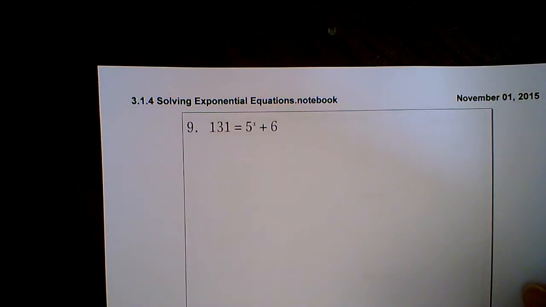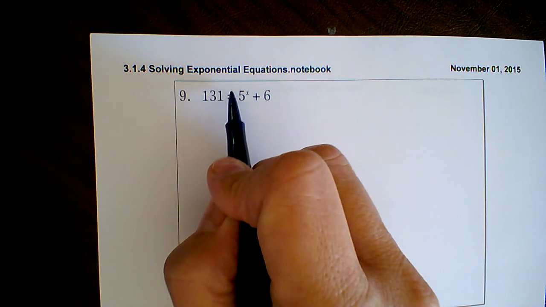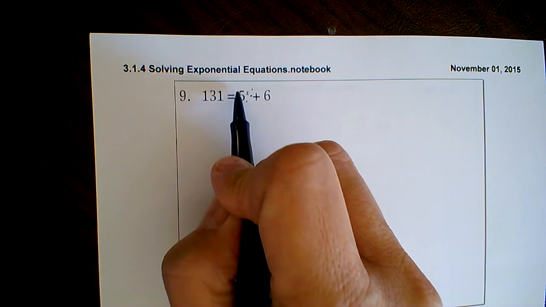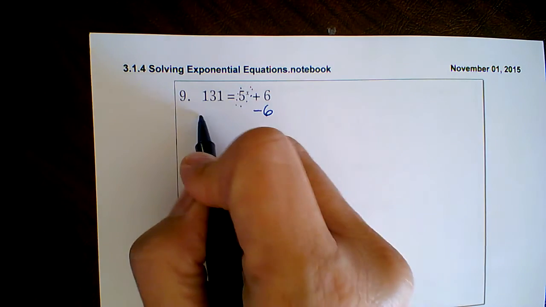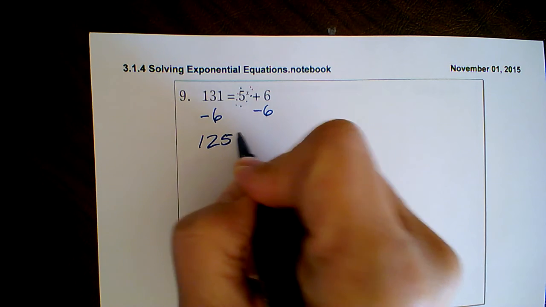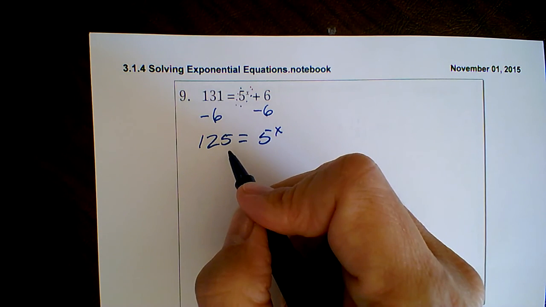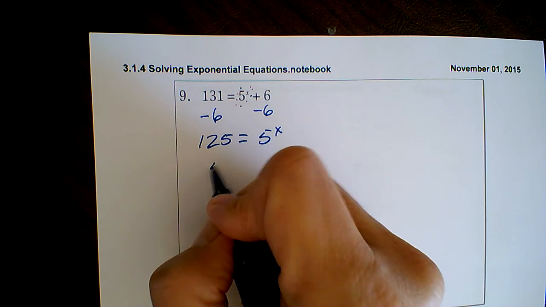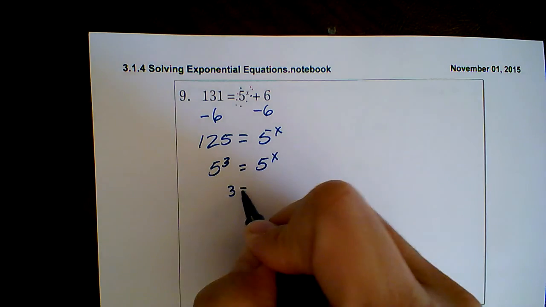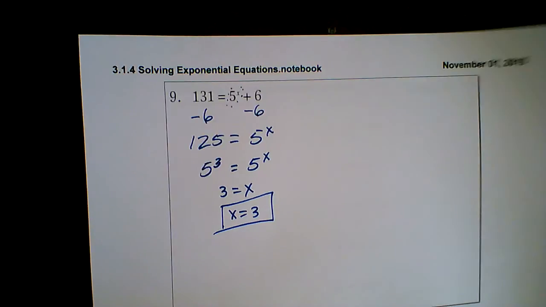All right, and here's one that looks like one of the examples that we did. We do not have our power by itself, so we can't start solving for x until we get this all by itself. So we're going to subtract 6 from both sides. That's going to give us 125 is equal to 5 to the x. 5 squared is 25. 5 to the 3rd gives me 125. Equate my exponents, so x equals 3. All right, here's our last one.